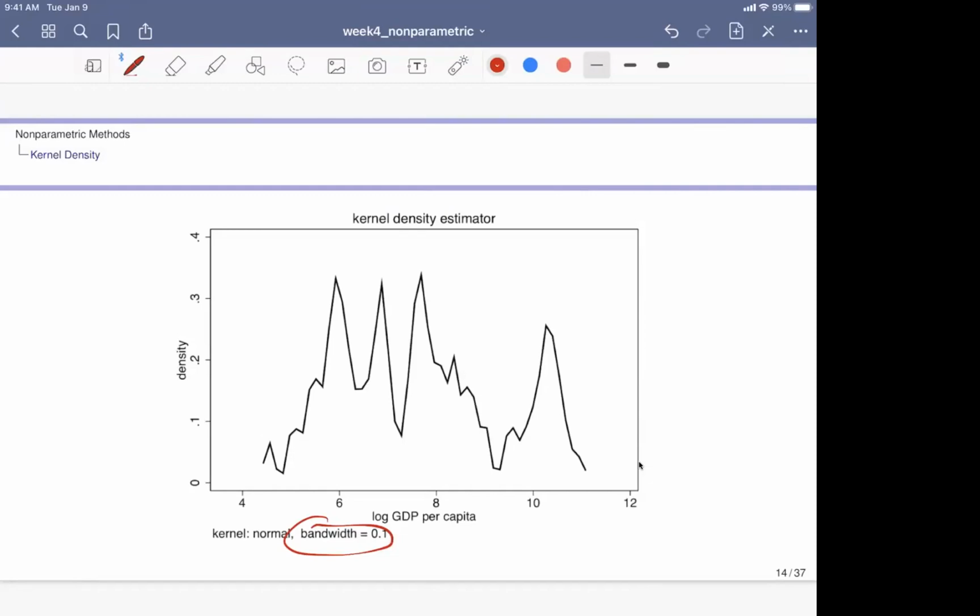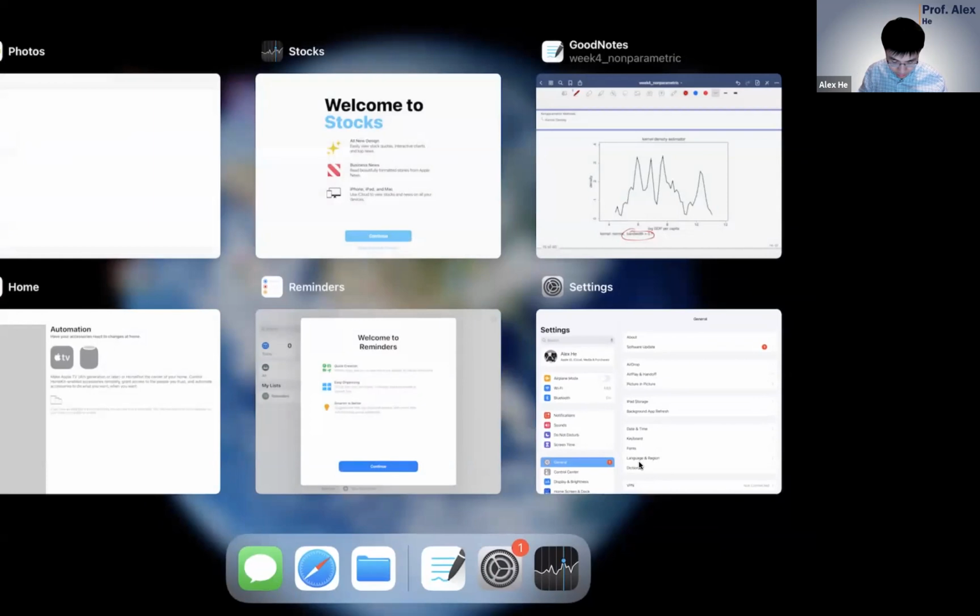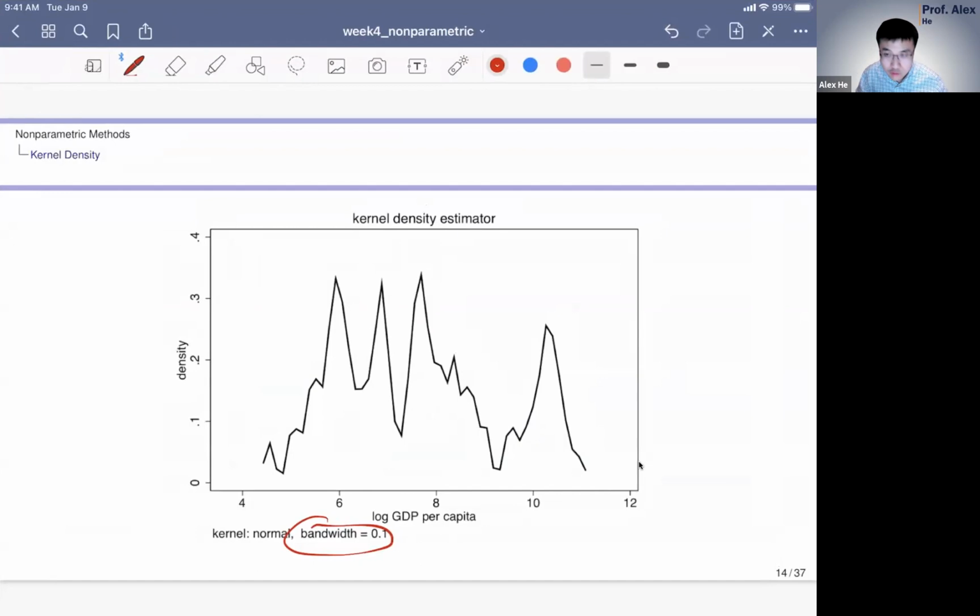Professor, how do you decide what size bandwidth to use? Sorry, I didn't hear. Can you say again? How do you decide which value of h to use? How big of a bandwidth? That's a great question. Different h's you choose, as you can see, lead to very different things. And in general, we want to choose the h that gets us closest possible to the real distribution, right?